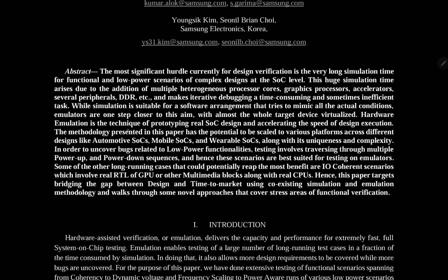The methodology presented in this paper has the potential to be scaled up to various platforms across different domains like automotive SoCs, mobile SoCs, and wearable SoCs, along with their uniqueness and complexity, in order to uncover bugs related to low power functionalities. Testing involves traversing through multiple power up and power down sequences, and hence these scenarios are best suited for testing on emulators.